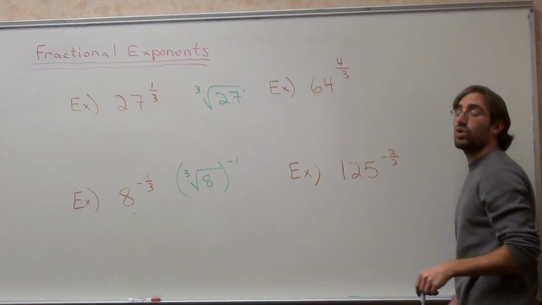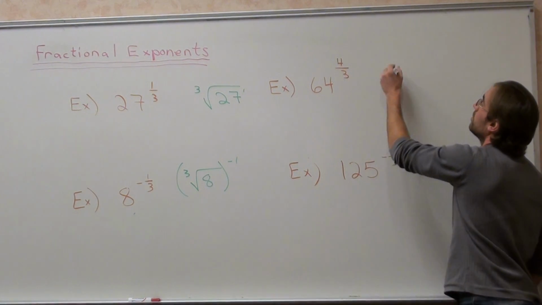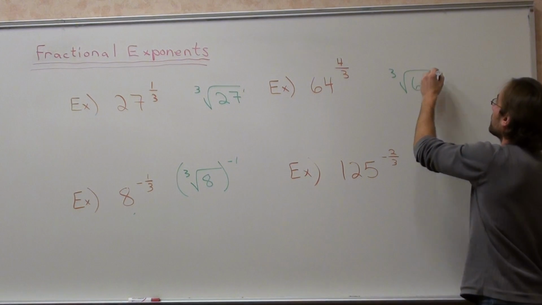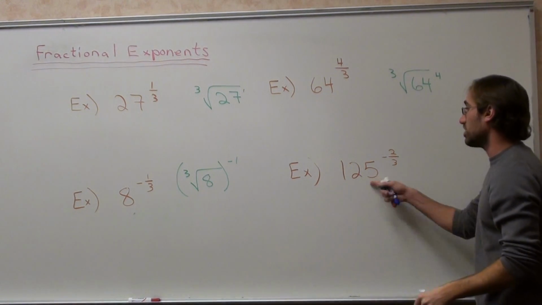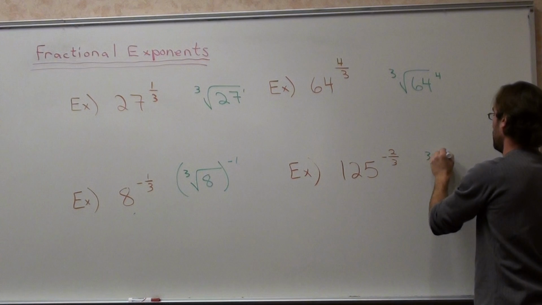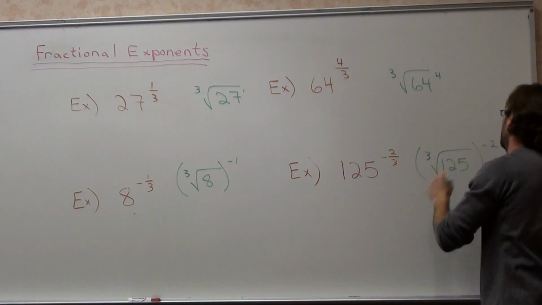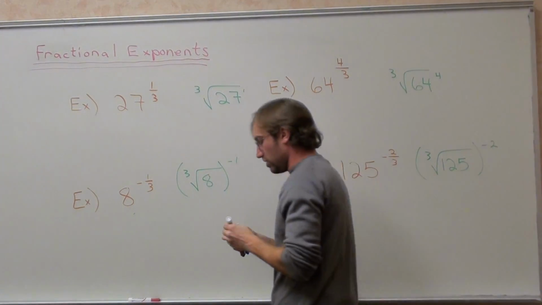And then I got 64 to the 4/3. If I wanted to write that, that's the cube root of 64 to the 4th power. And this one is cube root of 125 to the negative 2nd.